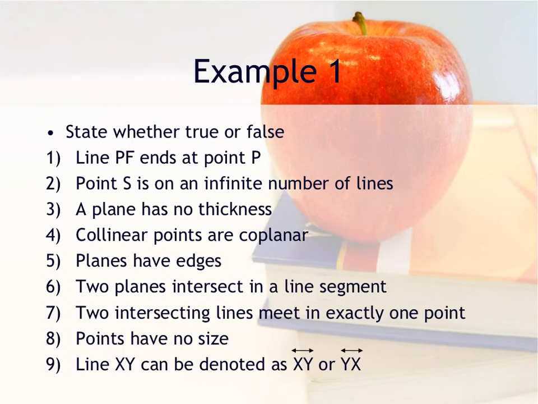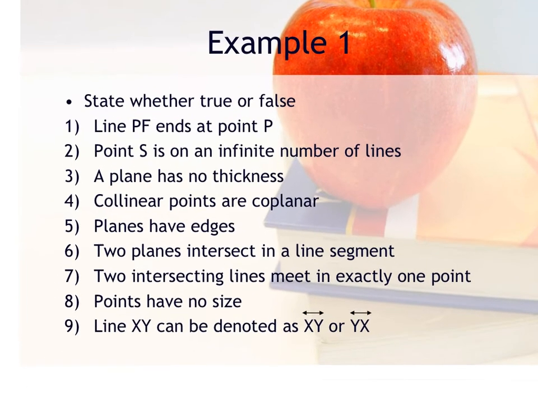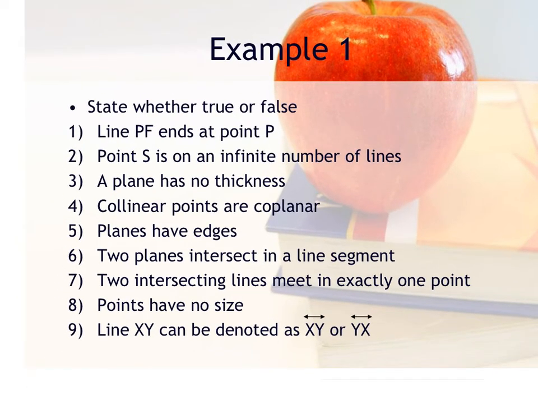The next slide. Okay, we're going to do some true-false here. Now, throughout the year, we will be doing true-false. We will also be doing questions that are called sometimes, always, and never. And those sometimes, always, and never questions, they're sort of like true-false on steroids. They're a little bit more challenging. But this is just basic true-false that we're going to answer based on the definitions that we just learned about. So the first one, line PF ends at point P.